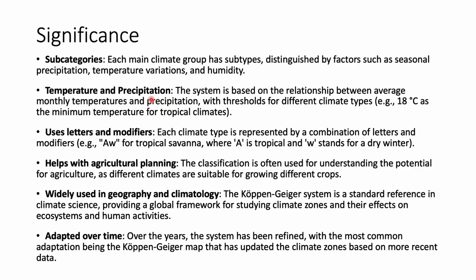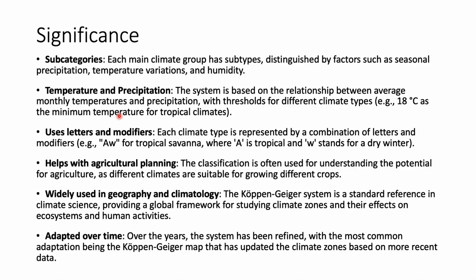Similarly, with respect to temperature and precipitation, the system is based on the relationship between average monthly temperature and precipitation, with thresholds for different climate types. For example, 18 degrees centigrade is the minimum temperature for tropical climate. So here we talk about only the average condition. That's the reason the Köppen climate classification talks only about the average, because seasonal variations are always possible.